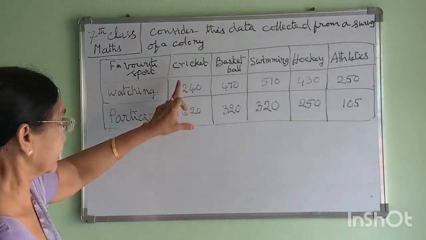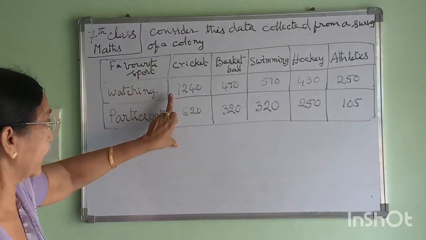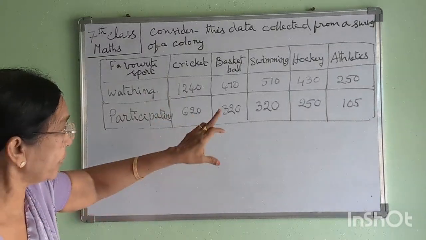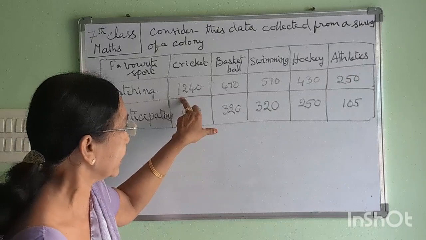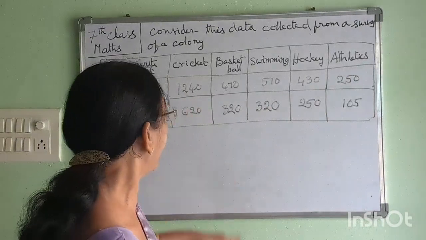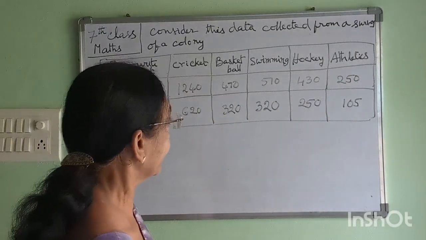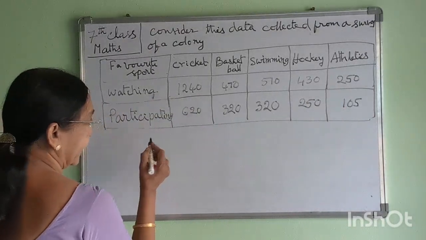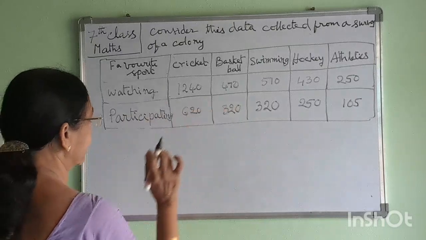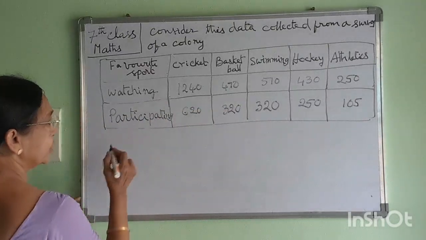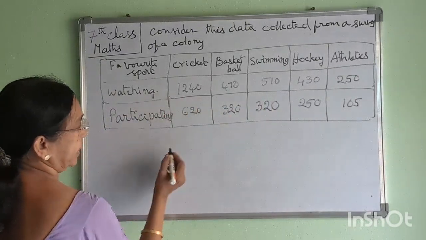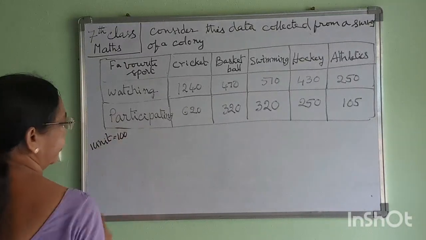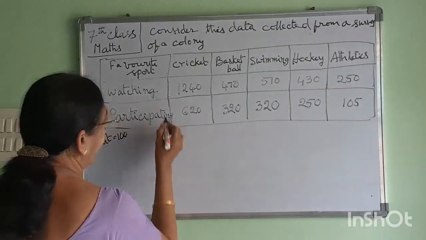Here, the game cricket is watched by 1240. So the maximum number here is 1240 and the minimum number here is 250. Therefore, we will take a scale according to these numbers. Let us take 1 unit equal to 100.